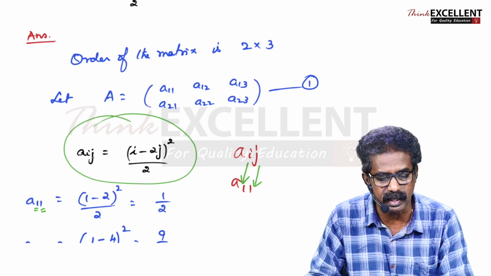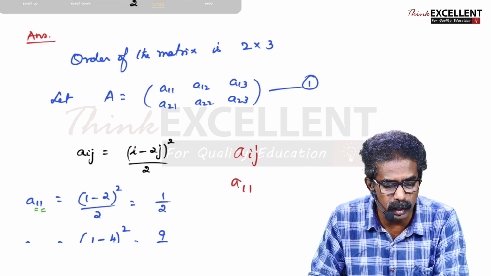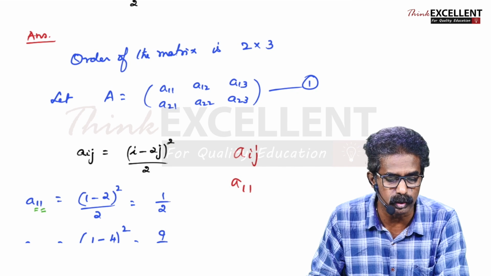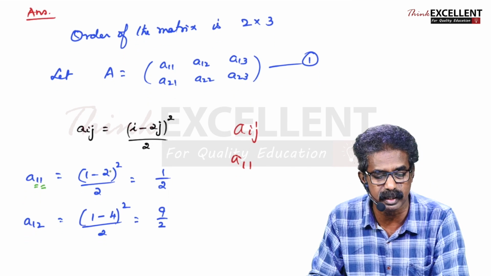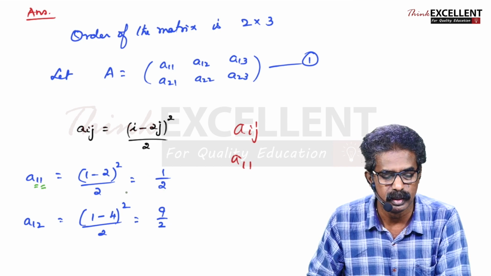In the relation, for i you give 1, for j also you give 1. So for i you give 1, 1 minus j also 1, 2 into 1, 2. 1 minus 2, the whole square by 2. Square is only for numerator. 1 minus 2 is minus 1, the whole square, so 1 by 2.